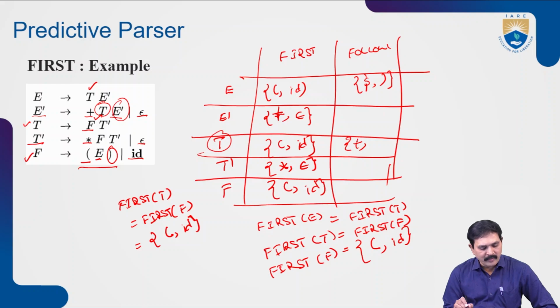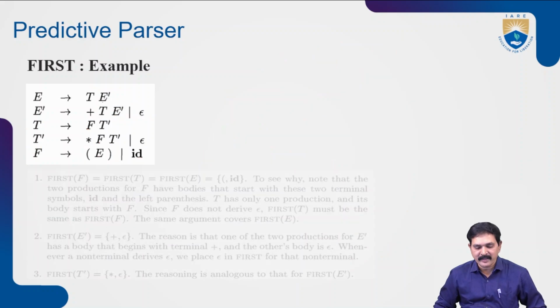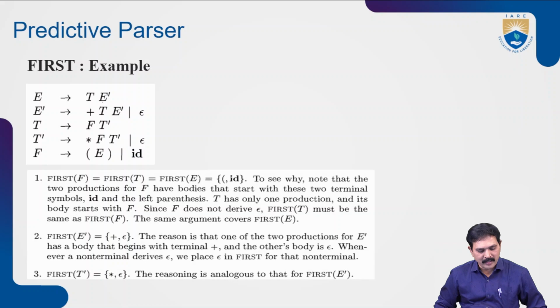And what is the follow of T dash? When you substitute T dash with null value, follow of T dash equals follow of T, and follow of F equals follow of T dash. So using some other rules, you can fill in the remaining follow values. So this is a way for finding the first and follow values of the given example. So you can have given the results. What are the results here?